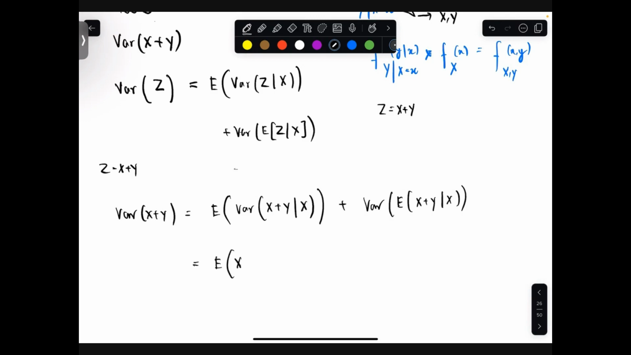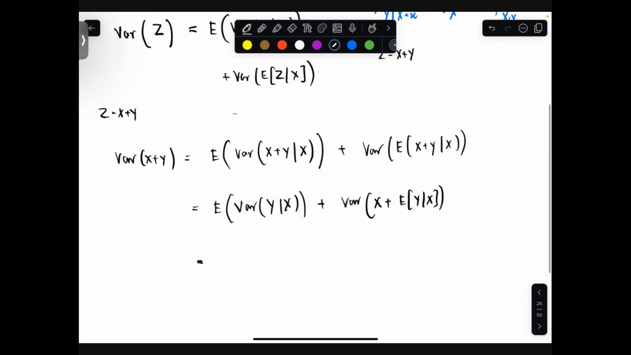So you get x, variance doesn't matter. So it turns out the variance of y given x, because x is a constant, remember that, plus the variance of the expectation. Now x is a constant, so x comes out, plus the expectation of y given x.